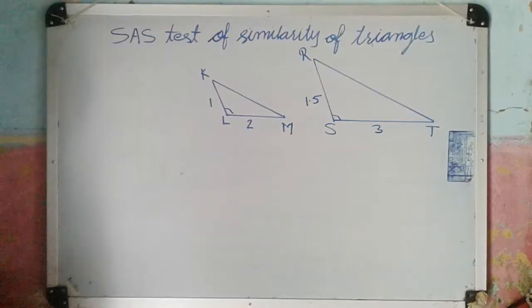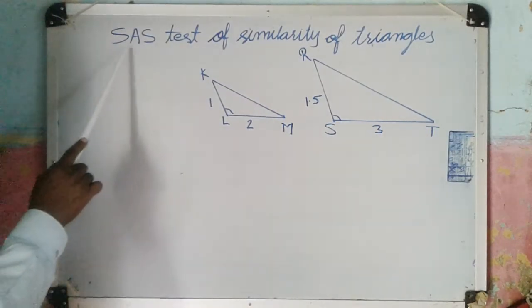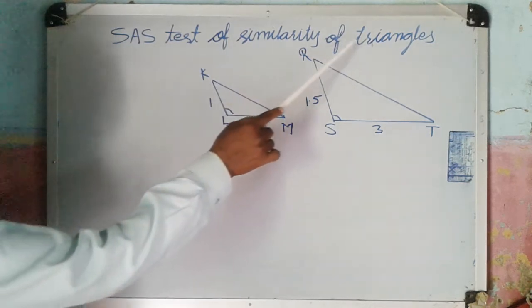Students, in our geometry we are studying tests of similarity of triangles. In the last period we studied the angle-angle test. Now in this period we are going to learn the next test, that means the side test of similarity of triangles.